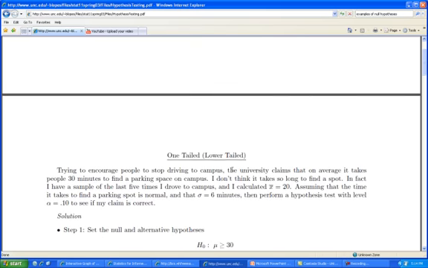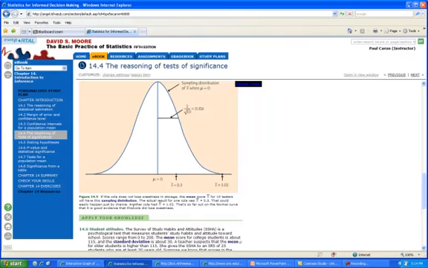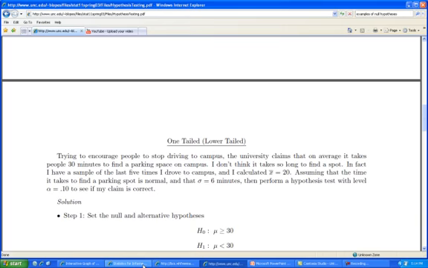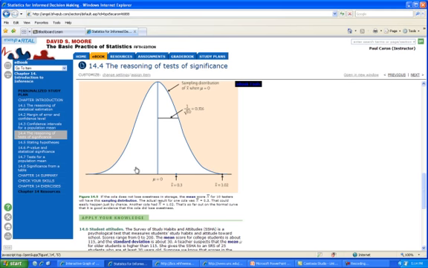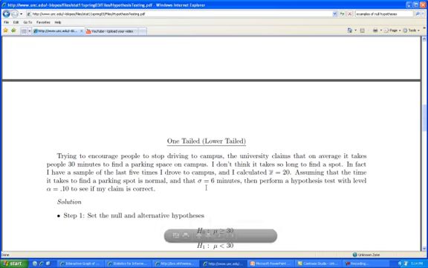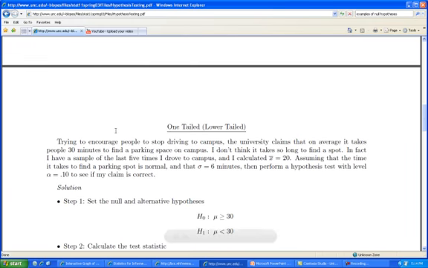Now, it's a one-tail test, lower tail. Okay? We're going to look at the tail on this side, over here. So we want to go on that side. Sometimes you want to test to see if it's higher or lower than your population mean. So we're trying to encourage people to stop driving to campus. The university claims that on average it takes people 30 minutes to find a parking space on campus. Sounds like the USM campus down in Gorham in Portland. I don't think it takes so long to find a spot.